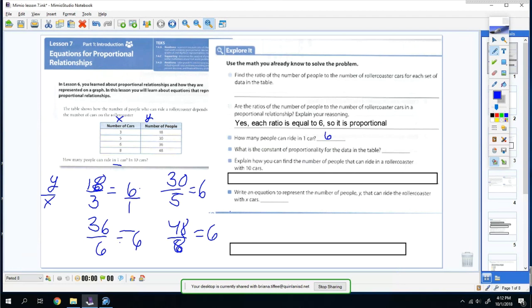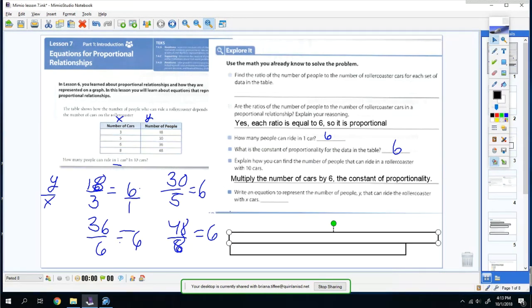It asks how many people can ride in one car? 6 people. What is the constant of proportionality for the data in the table? 6. We're going to be repeating ourselves a lot. It says explain how you can find the number of people that can ride in a roller coaster with 10 cars. So you multiply the number of cars by 6, the constant of proportionality. That means it would be 60 people.